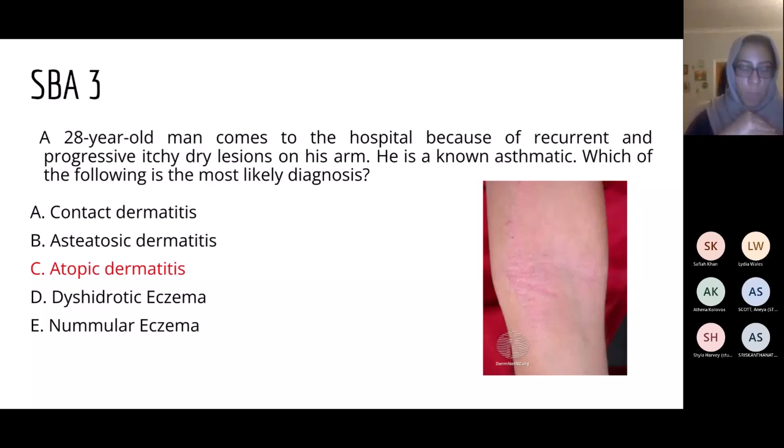Dyshidrotic eczema, or pompholyx eczema, is another terminology used. It's a type of eczema where we don't really know what happens, but in the history you would find an itchy burning sensation, often in the palms of the hands or the soles, which will be quite red, inflamed and itchy. We don't know why it happens. And nummular eczema, also known as discoid eczema, is a form where you will find well demarcated round or oval plaques that again tend to be red and quite itchy.